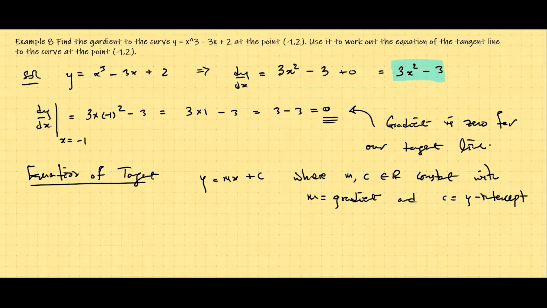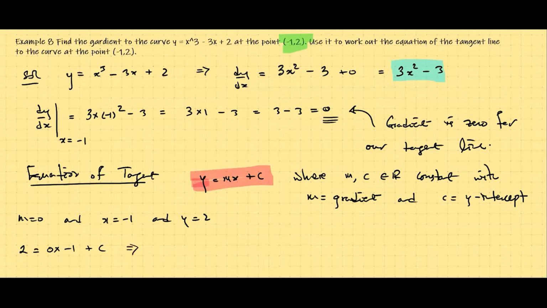So since our gradient is actually 0, we know that m equals 0, and we also know that the point minus 1, 2 is where we're interested. So what we can basically say is x is minus 1 and y is 2. With that, we can use that to work out what c is. So y is 2, m is 0, x is minus 1, and c is what we're looking for. So we've literally substituted the values of x, y, m into this general equation here. And we solve for c. So we say c equals 2.